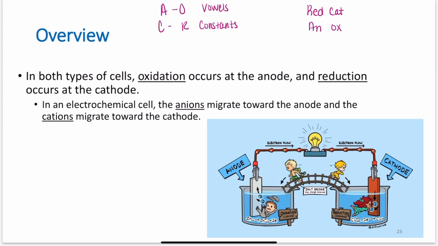But remember, again, a lot of students really like remembering red cat and an ox. That's fine with me. I don't care how you remember it. But reduction, cathode, oxidation, anode, always. And electrons always travel anode to cathode.